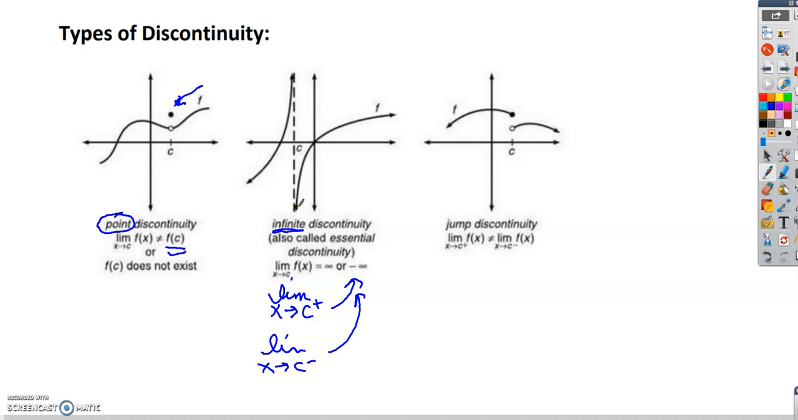For the last type of discontinuity that we're going to discuss, you can notice that the limit as I approach from the left and the limit as I approach from the right are two different values. They're not the same as each other. We call this a jump discontinuity because there's a break or a jump in our graph. This is probably the easiest to see happen algebraically, and maybe the one that you're the most familiar with. So we've got three types of discontinuity: point, infinite, and jump.